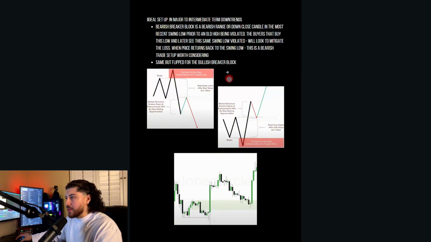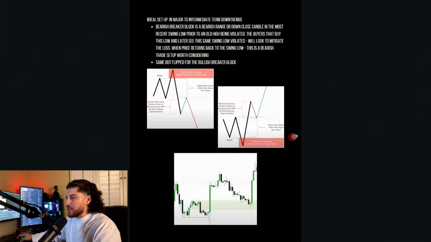So this is the exact same thing we went over, but in a bit more detail. We have price pushing on higher, and we have the raid on buy stops, and that indicates buyers are trapped long. The buy stops are resting above this swing high right here. And then after that, we have repricing lower after buy stops are taken, which causes price to make this new low. Market structure broken down, and retracements will be new selling opportunities. So we anticipate price to retrace, and then we look for shorting opportunities after the retracement is done. And we're using the breaker block to find that entry before price potentially goes on lower.